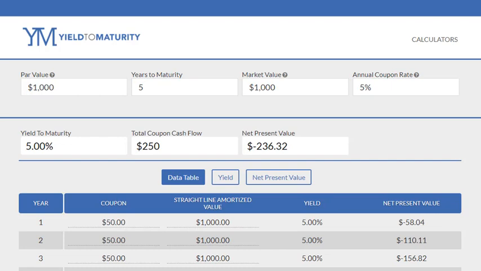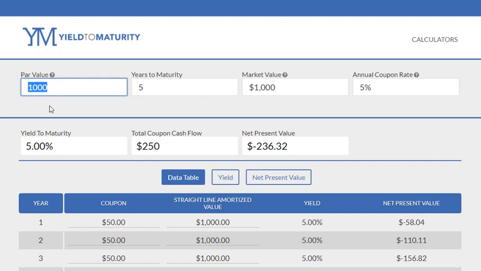Let's look at an example. Let's say an investor is going to buy a bond for $1,000. They're going to hold that bond until maturity, which is in 5 years. While they hold that bond for 5 years, they're going to be receiving an annual coupon or interest rate of 5%. And when the bond matures, they're going to receive their full payment back of $1,000.